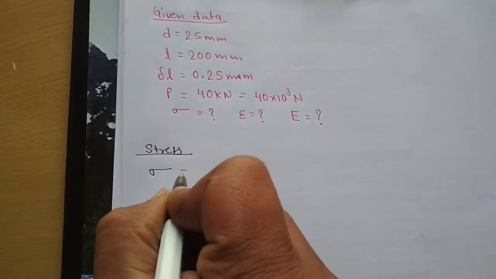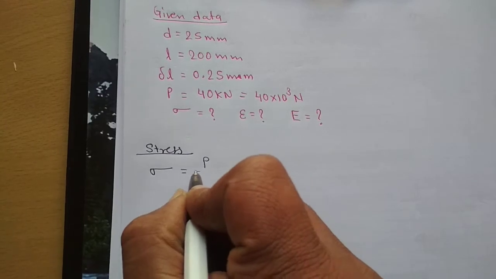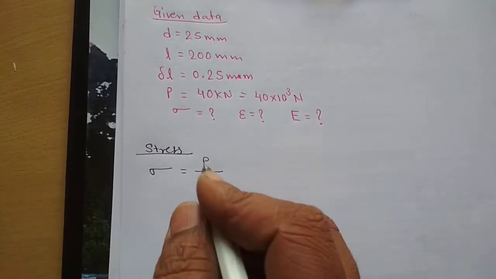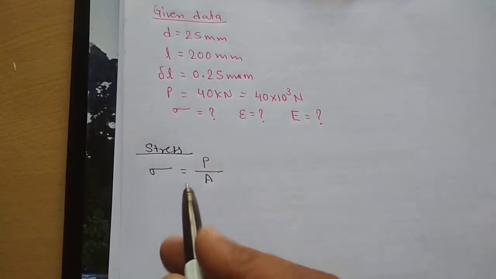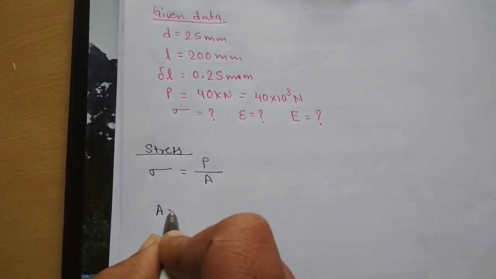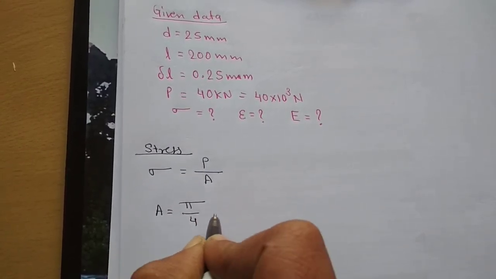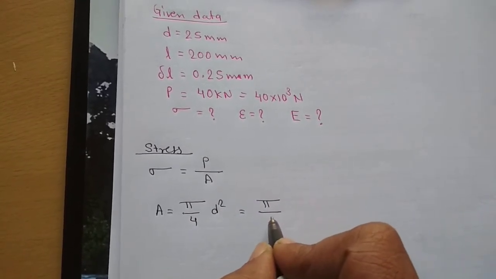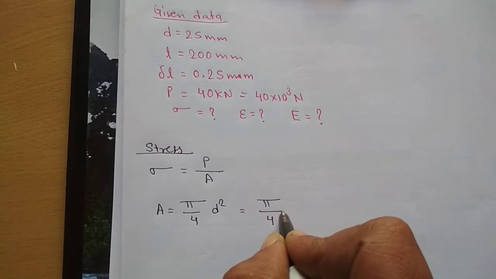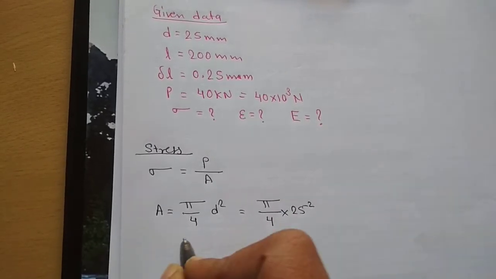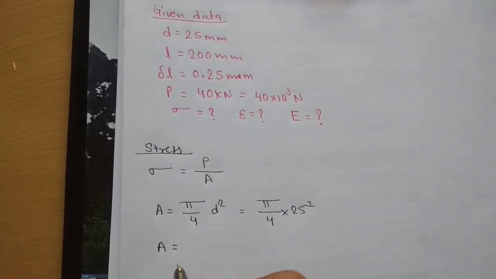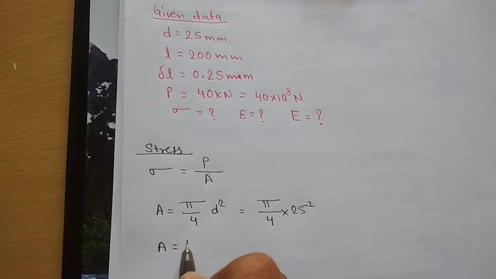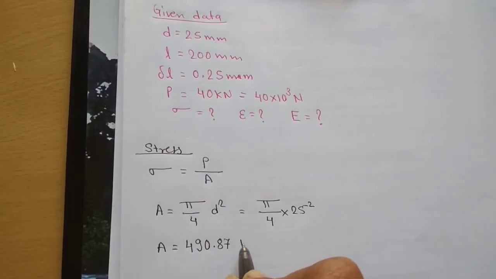To find stress, we will write down the stress formula, that is P by A, and we know P but we don't have A. So A is equal to pi by 4 D square, and here D is 25 mm, 25 square. So area will become, after solving in calculator, 490.87 mm square.